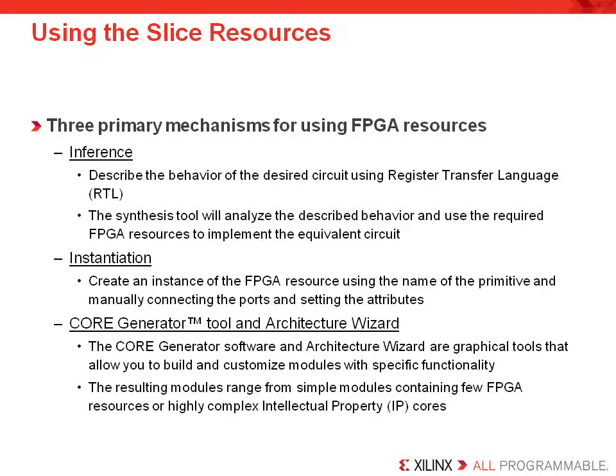The core generator and the architecture wizards make larger optimized components available to you. While some cores have a charge associated with them, most do not. The cores range from simple components to large, highly complex IP. The architecture wizard is used most commonly to customize DCM and PLL components.